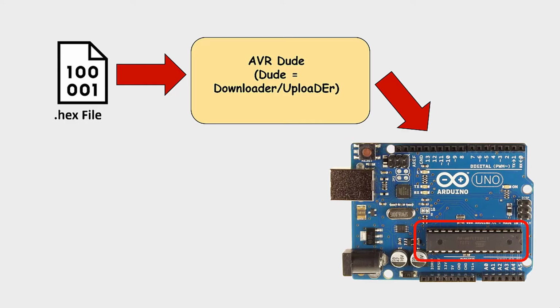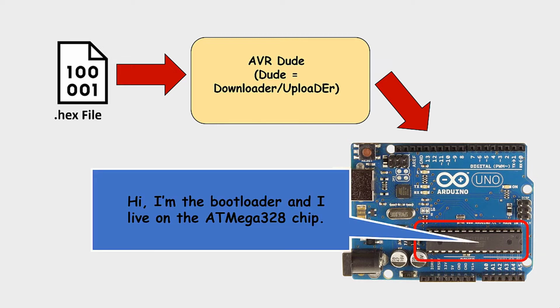Another piece of software called AVR-Dude, where Dude is for downloader, uploader, starts when we press the upload button in the Arduino IDE. Now this software sends the .hex file to the ATmega328 on the Arduino board. On the chip resides what's known as a bootloader. This bootloader was put there on purpose by the folks at Arduino and works with AVR-Dude to get the .hex file into the flash memory on the chip. And all this happens very quickly and seamlessly behind the scenes of the Arduino IDE.